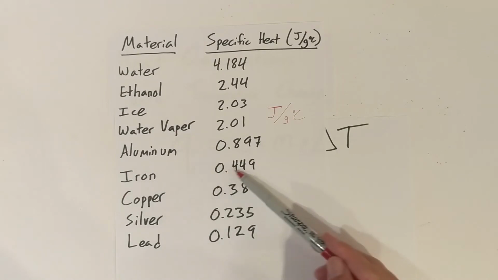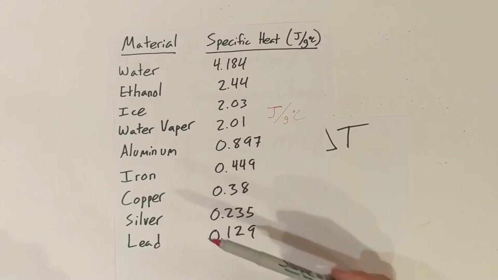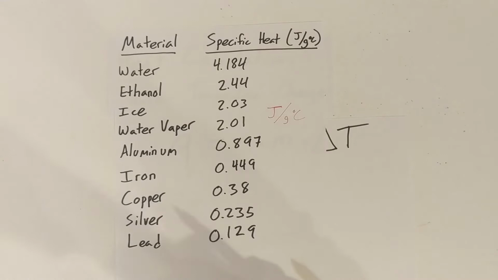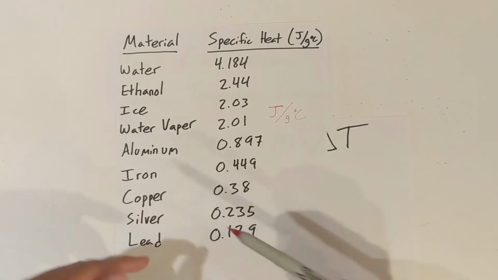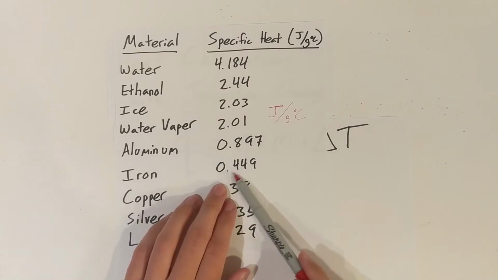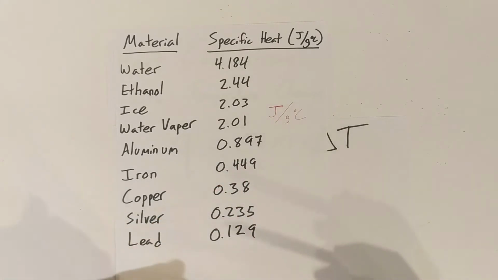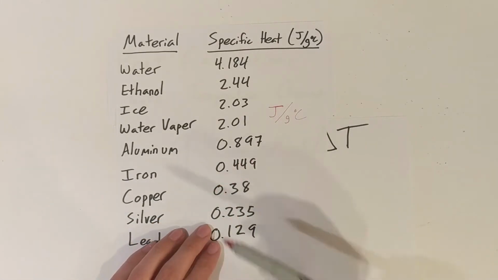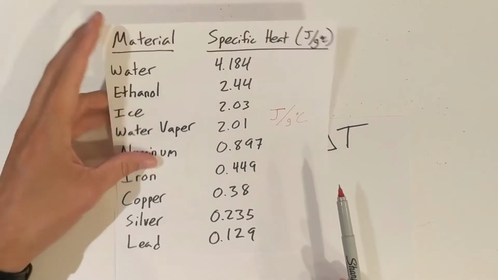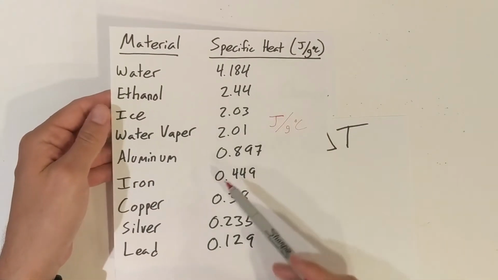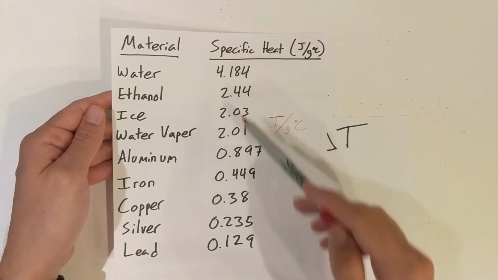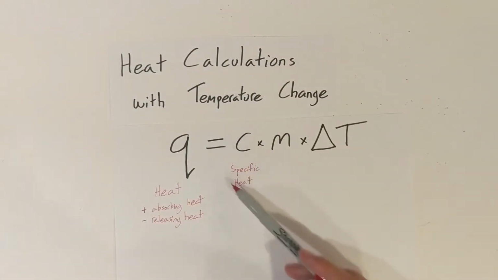Whereas iron has a lot lower specific heat. So if you've ever put an iron pot on the stove and forgot to put water in it, that iron pot heats up very, very quickly because it has a low specific heat. It takes a low amount of energy to increase its temperature. So we have this table to tell us what different substances' specific heats are. And that's what we put right here.